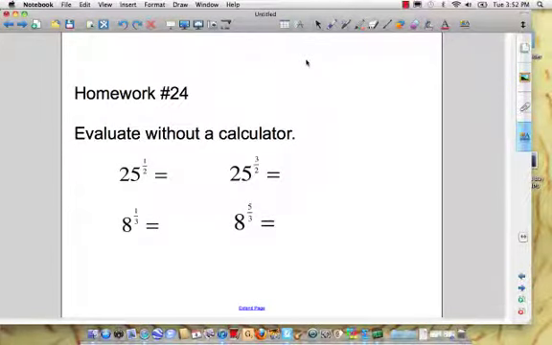Alright, so for your homework, I want you to try these without a calculator. Your answers should be whole numbers for all four of them. You can check your work with a calculator, and we will go over it tomorrow.